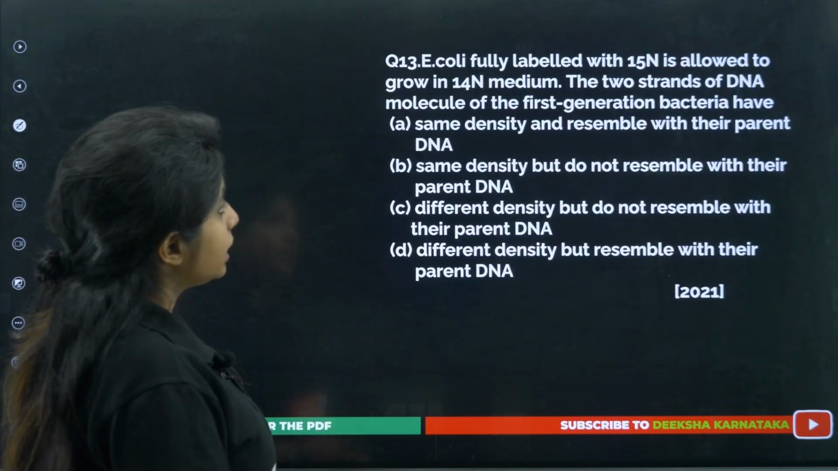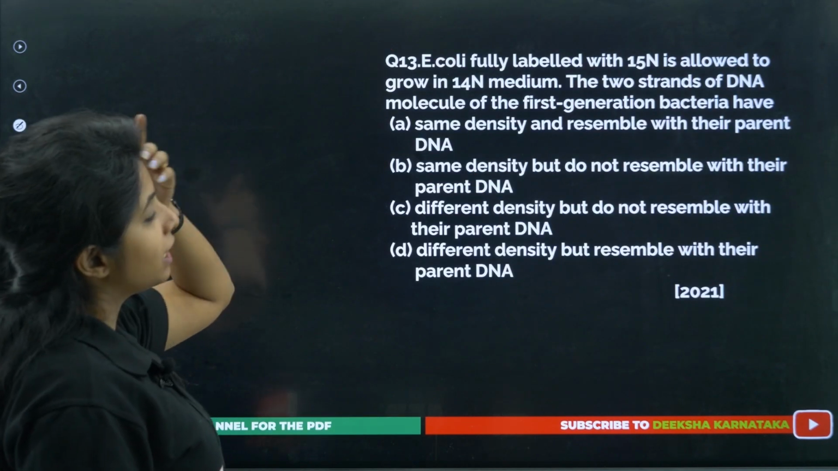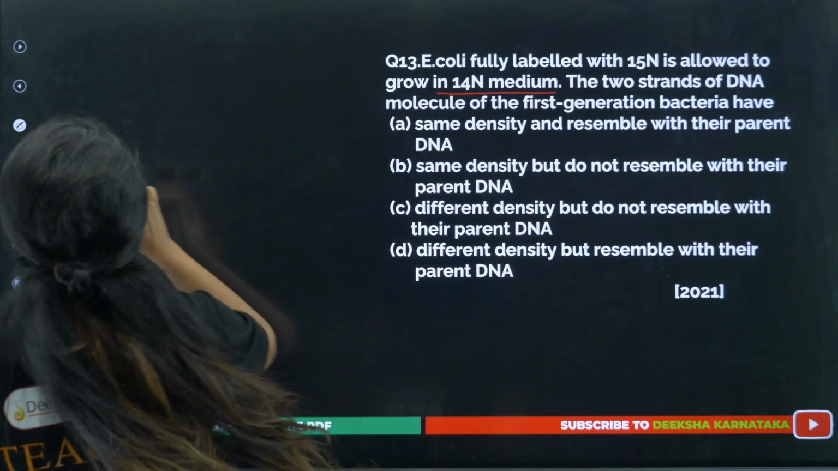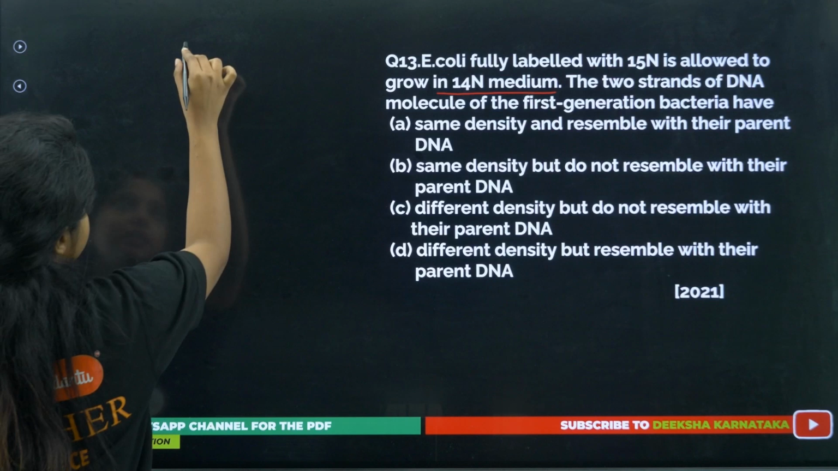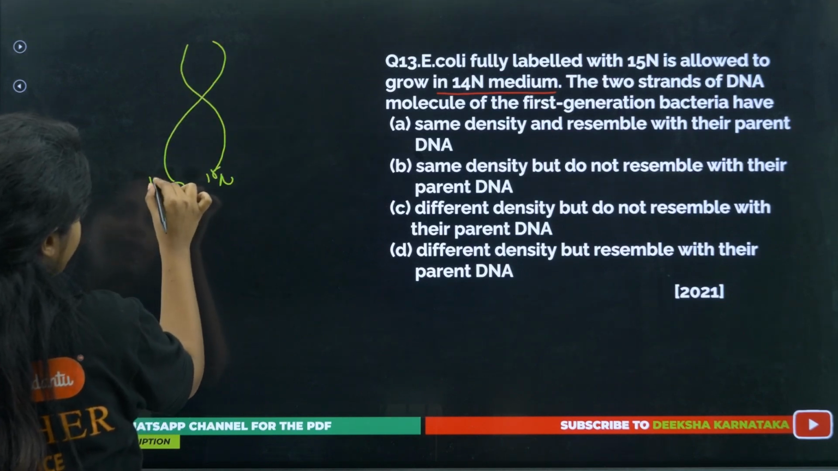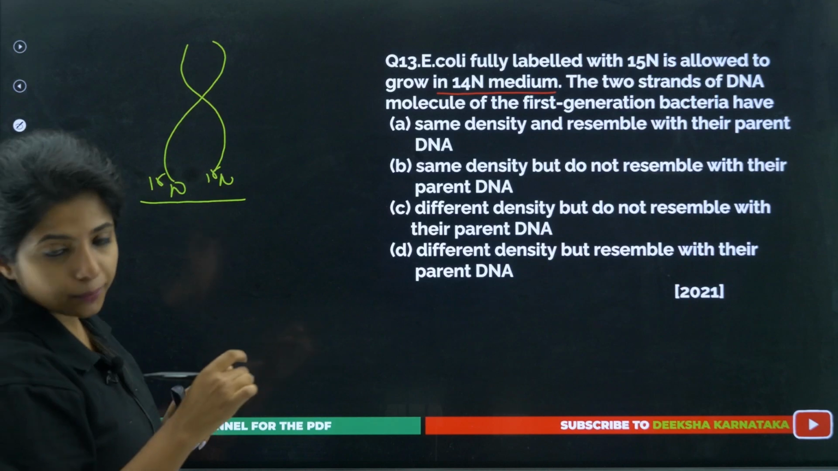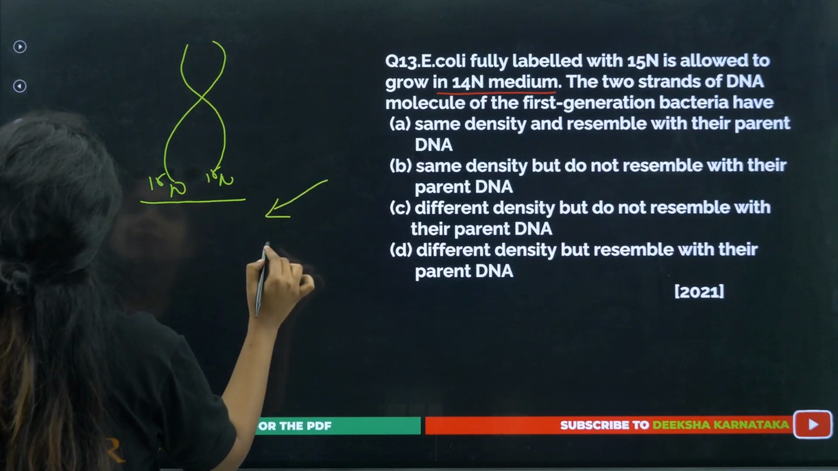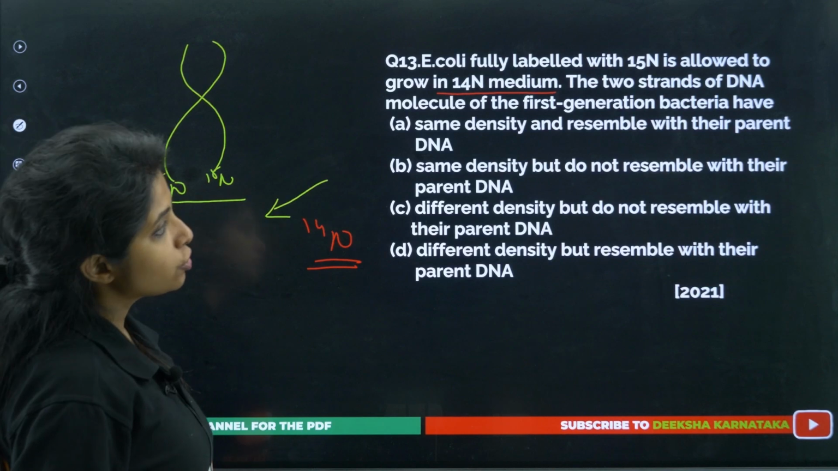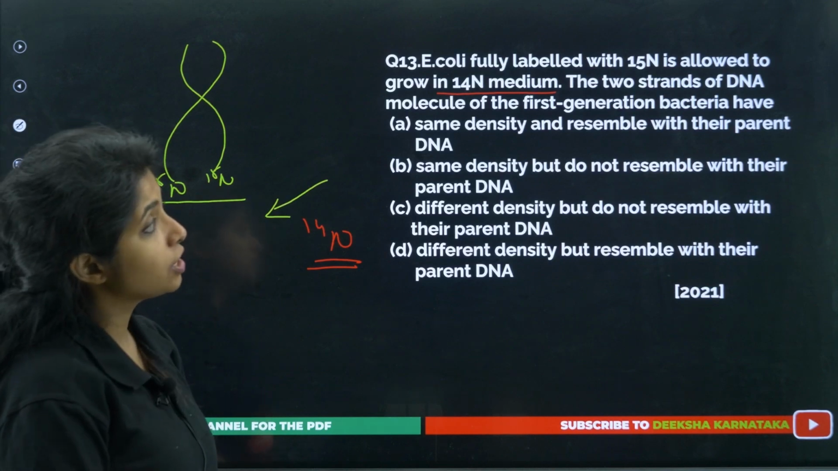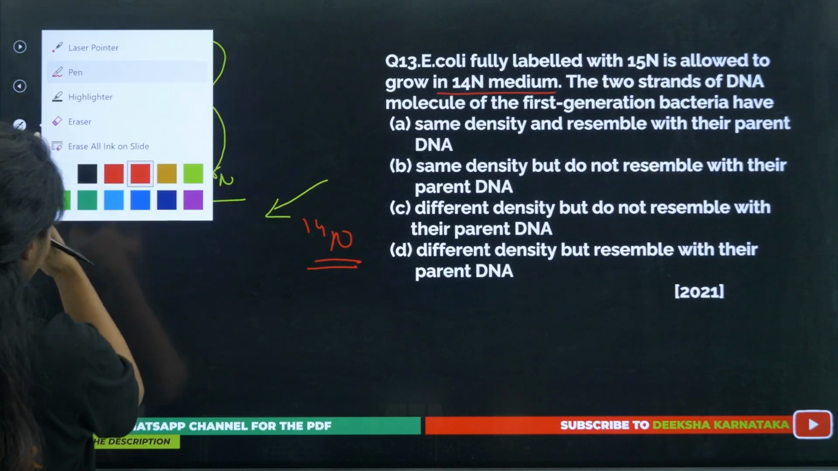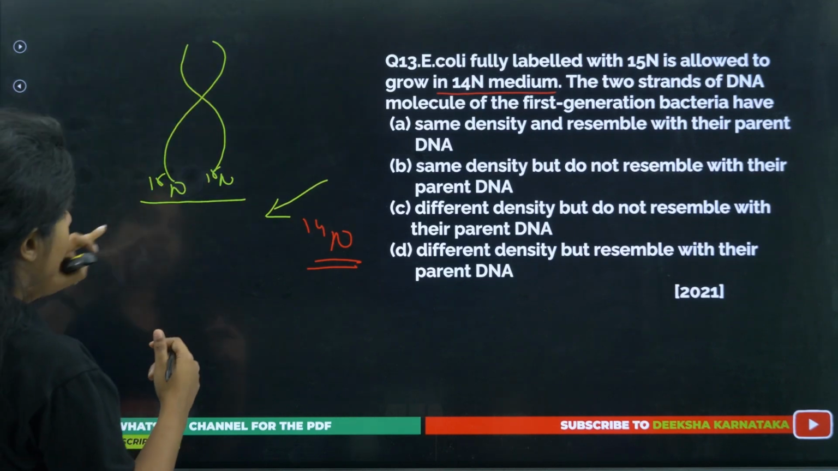Okay. E. coli fully labeled with N15 is allowed to grow in N14 medium. Remember, E. coli that has N15, here also N15, is allowed to grow in a medium that has N14. Okay, the 2 strands of DNA molecule of the first generation bacteria have what? So now the 2 strands which would be forming after one replication, what would that be?